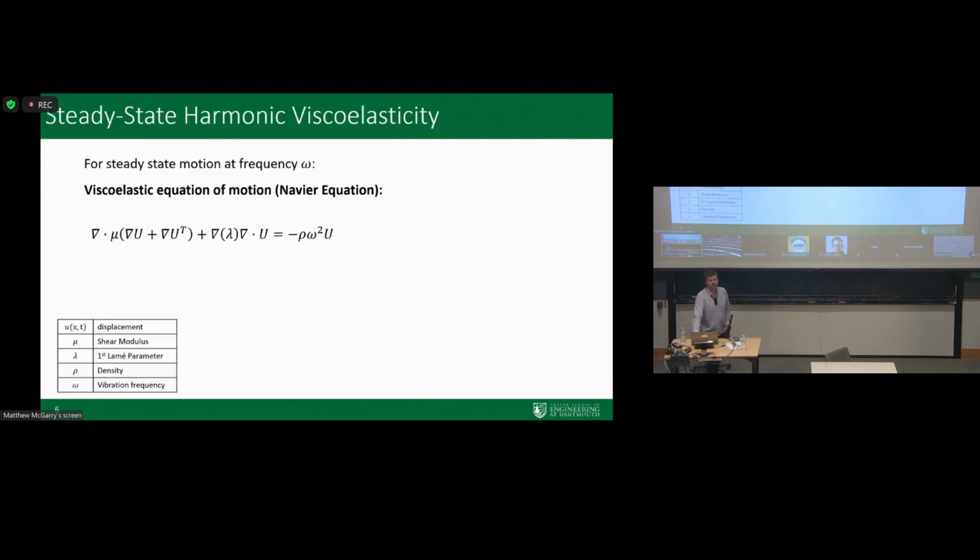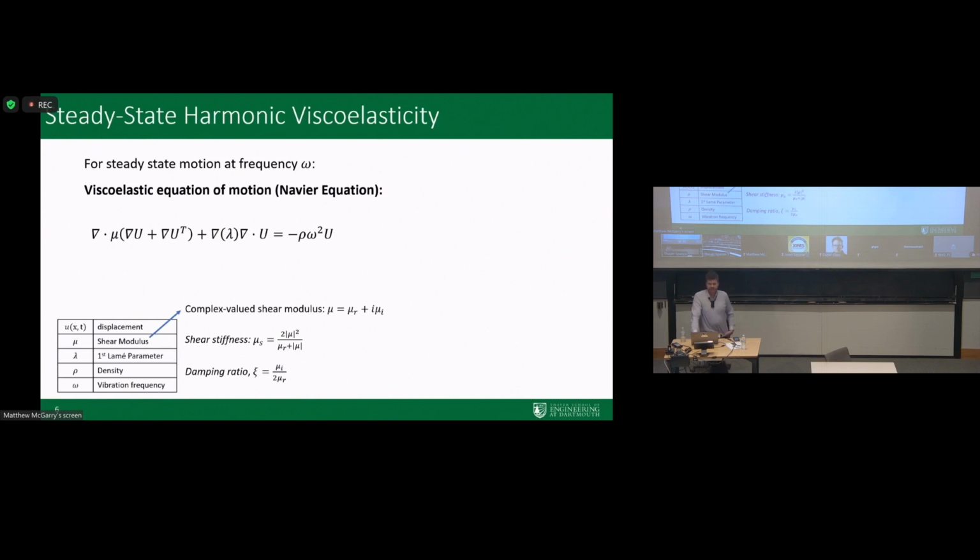The other option, if you want to think about using waves to probe things, is to look at steady state vibrations. For steady state motion at a frequency of omega, this is the equation of motion. The important parameters are down here on the table. And then you'll see some images of the complex valued shear modulus. The real component describes energy storage, and the imaginary component describes energy losses or attenuation. It means basically that there's a phase lag between the applied stress and applied strain at a frequency.